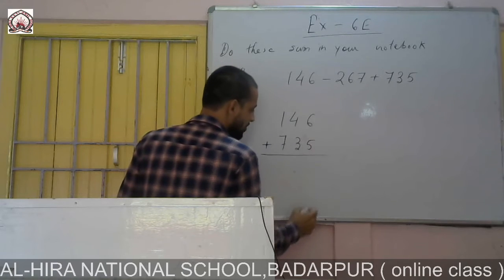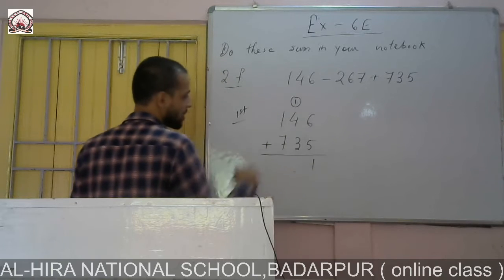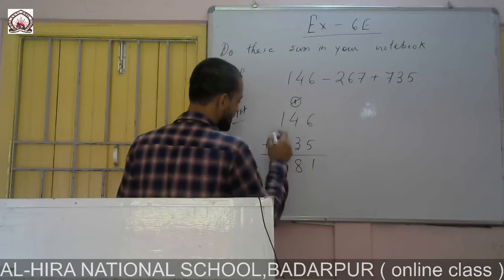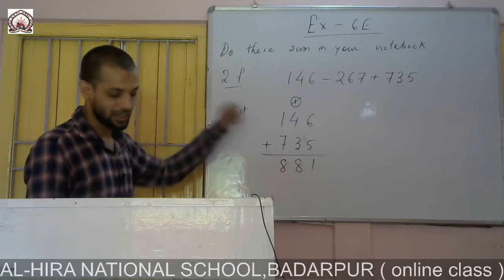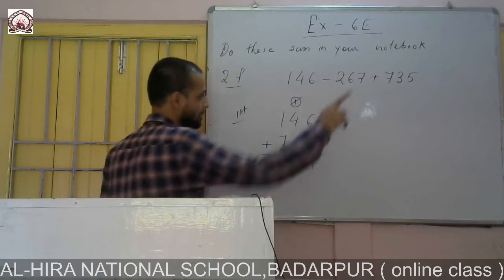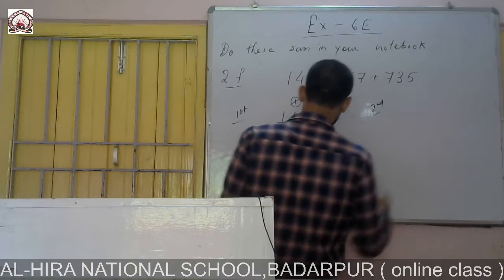Okay, so 6 plus 5 equal to what? 11. So 1 in my hand, 1 will come here. So 4 plus 3, 7 plus 1, 8. After adding these two numbers we have got 881. So from that number we have to subtract 267. Now moving towards the second part, here 881 will come.